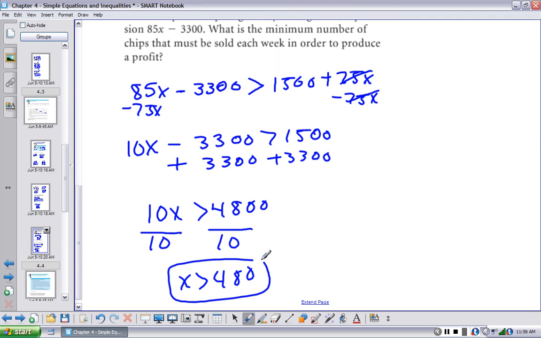Right, so this was just an overview of simple inequalities.